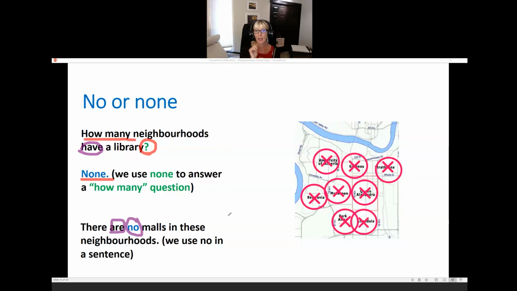Is there a mall in these neighborhoods? No, there is no mall. Do you have a mall in your neighborhood? No, there are none. I do not have a mall. Okay, so it's a little tricky. The more you speak English, the more you hear English, you will use the right word. It just takes some practice. So no or none or zero.